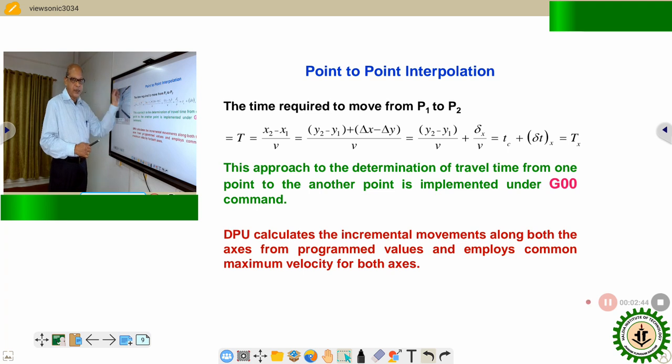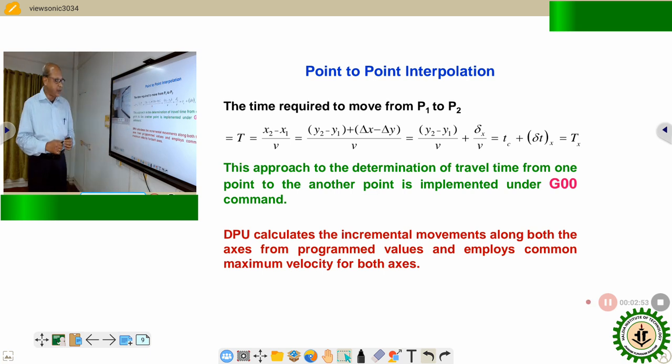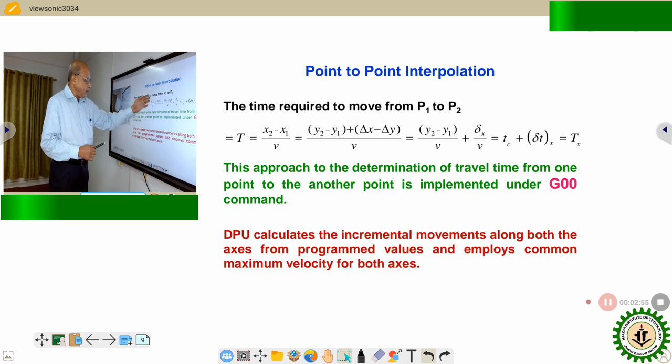and this can be written as (y2 minus y1), that is the incremental part of y, plus an extra amount for delta x, which is the difference between delta x and delta y. So if we rearrange, it will be (y2 minus y1) by v plus delta x by v. As I was talking about, this (y2 minus y1) by v implies that this minimum common amount of movement will be along both x and y simultaneously.